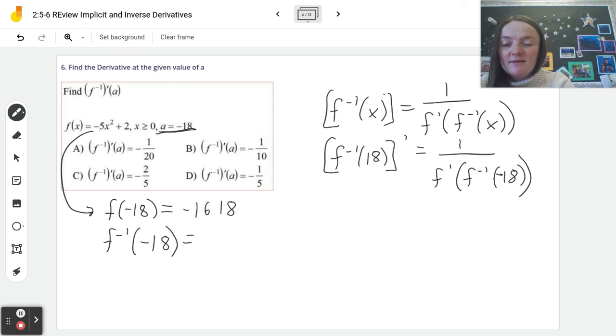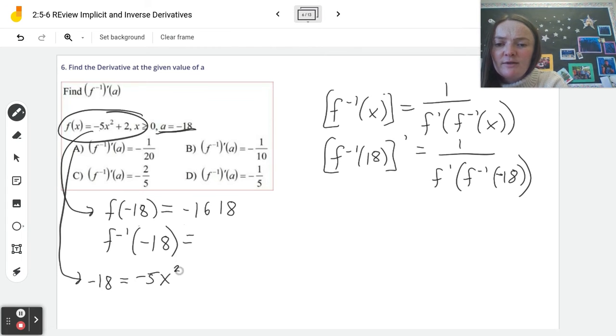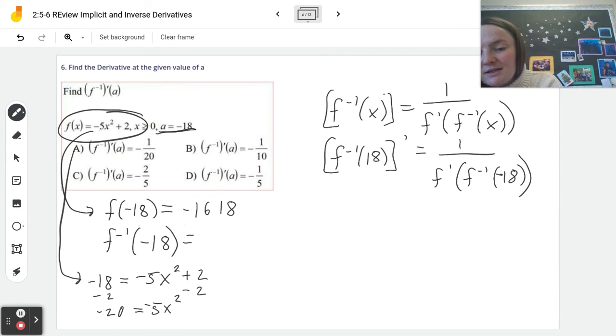So a good way to find this is actually set the whole function equal to negative 18. Instead of saying F of X is equal to, I'm going to say negative 18 is equal to negative 5x squared plus 2. And if I go ahead and try to solve this here, I'm going to get negative 20 is equal to negative 5x squared. Ooh, this is going to turn out great for us. Divide by 5 on both sides, and we're going to get 4 is equal to x squared.